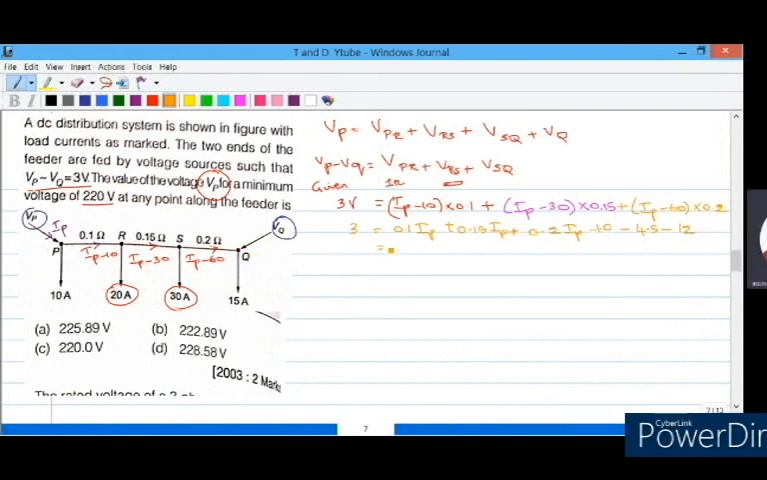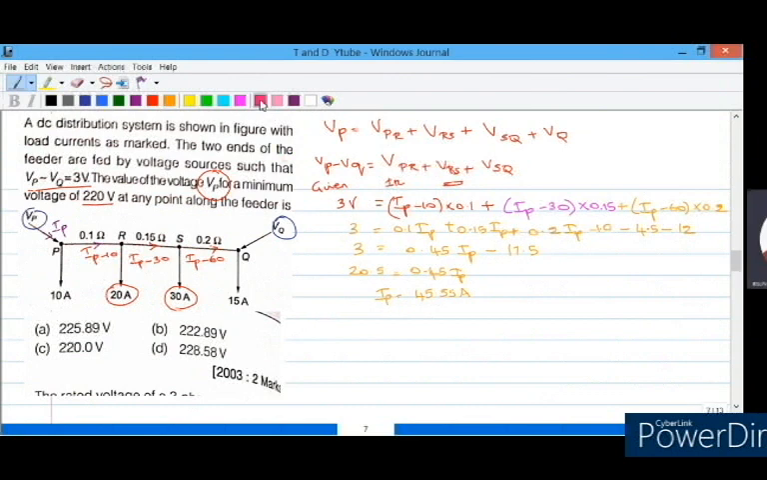So let's add all the IP terms. It is 0.45 IP, and adding the constants, it is 5.5, and it is minus 17.5. Now it is 20.5, which is equal to 0.45 IP. If you find the value of IP, it is 45.55 amps.